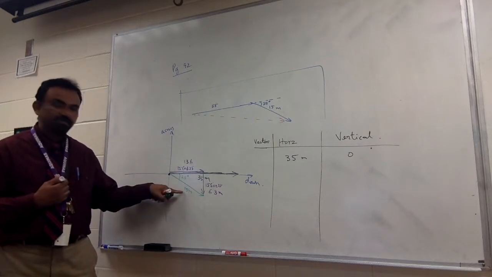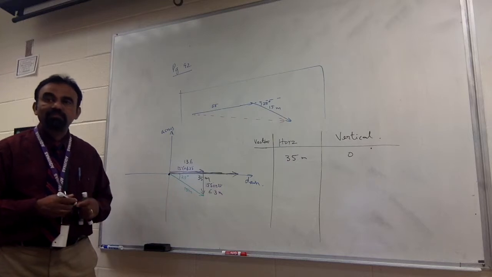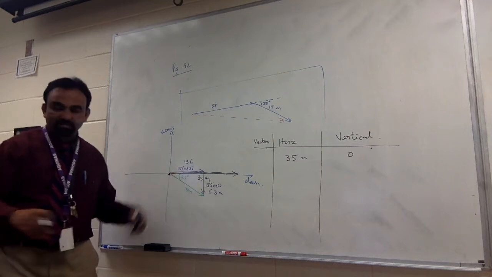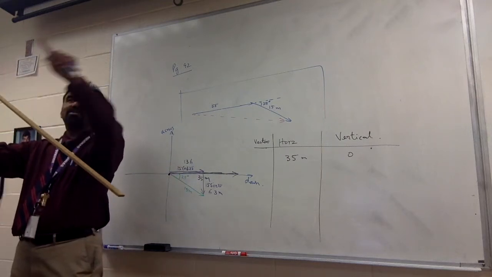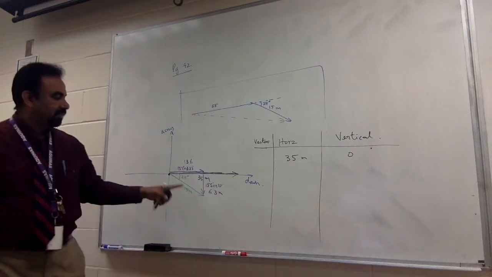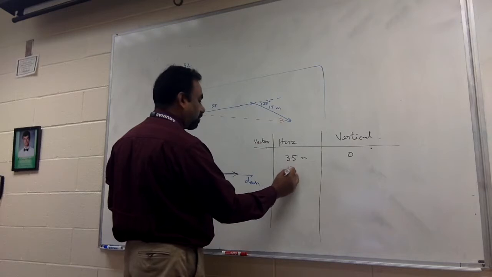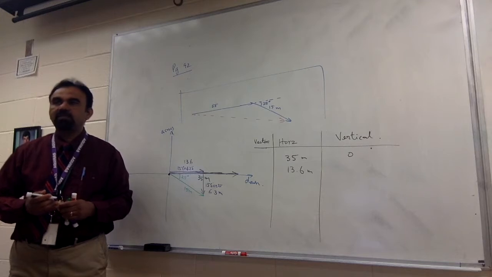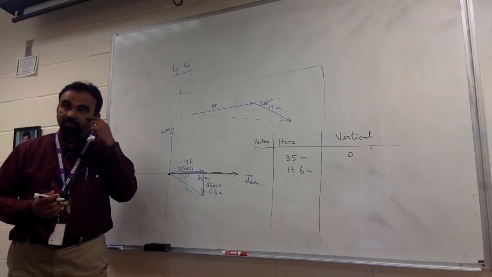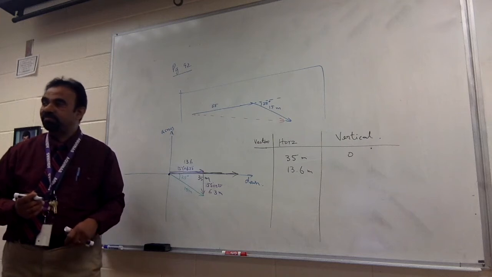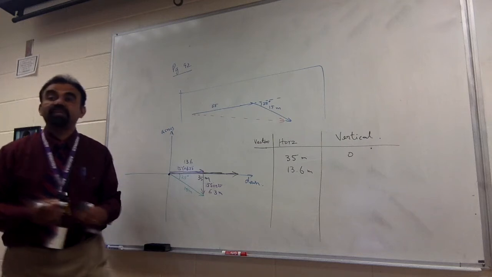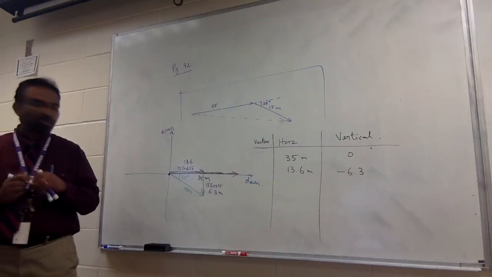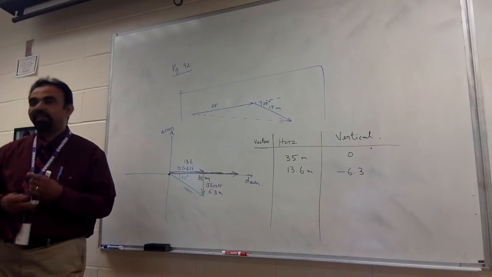How much of this vector is horizontal? 15.6 horizontal. See, this is the 15 meters. How much of that is horizontal? This much is horizontal. So 15.6 horizontal. How much of that is vertical? 6.3. Which way? Downward. So what do you do? If it is 6.3 downward, you take it as negative 6.3. And remember that part of it. Because it is 6.3 downward, you have to indicate that minus sign there.